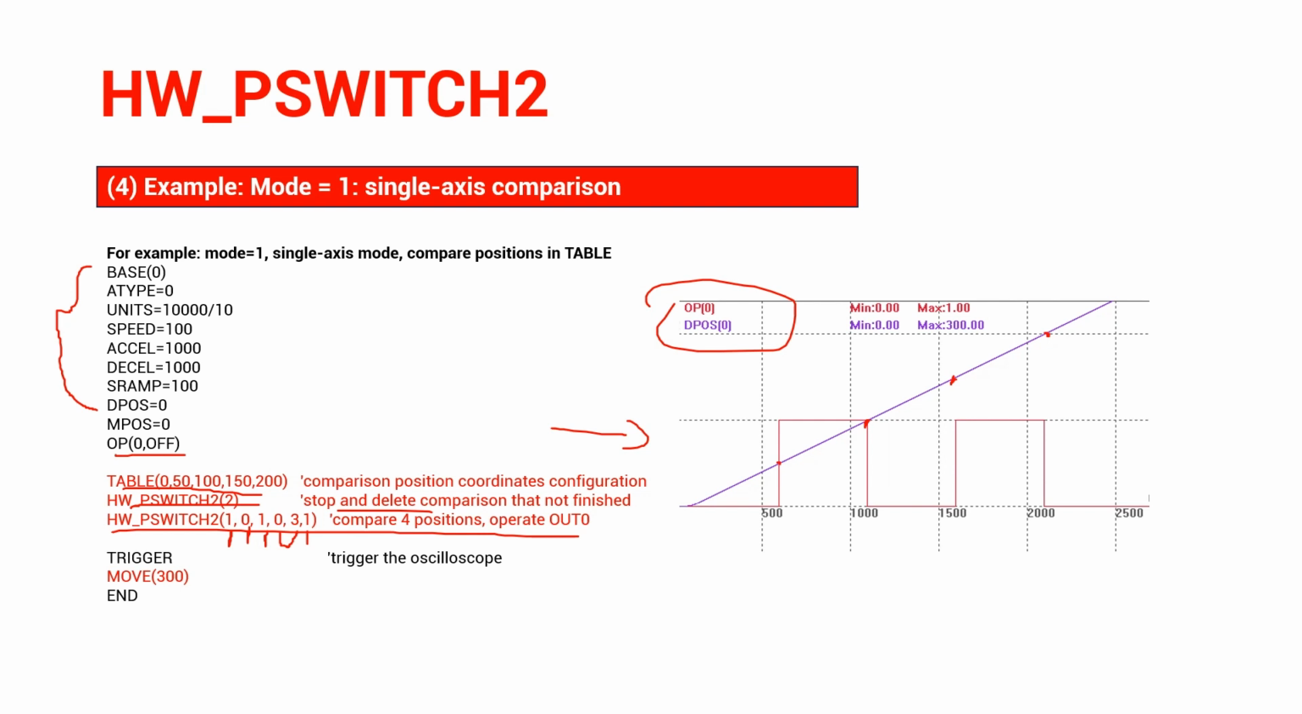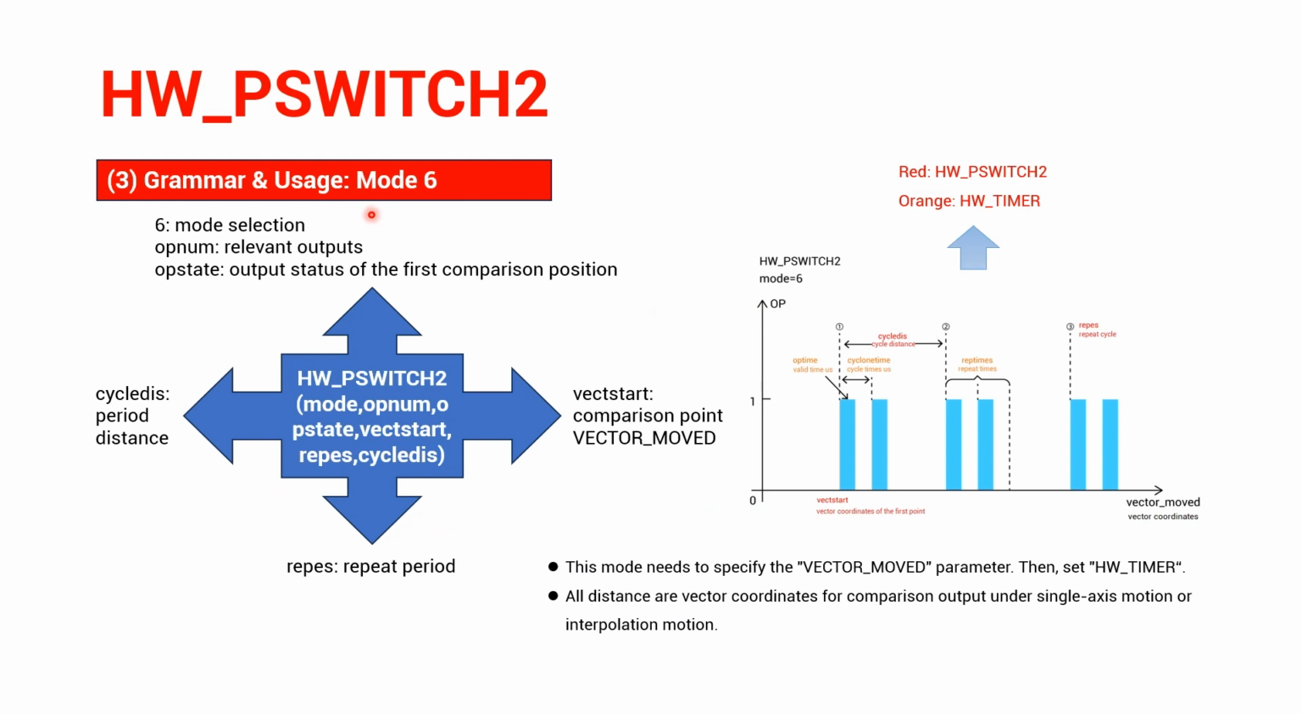Except there is a new comparison command. Next, let's see Mode 6, the vector comparison method. It is more complex than Mode 1. Mode 6 doesn't use a table to save comparison points, but it sets the comparison gap of one period and sets the pulse width of each period through a command directly.